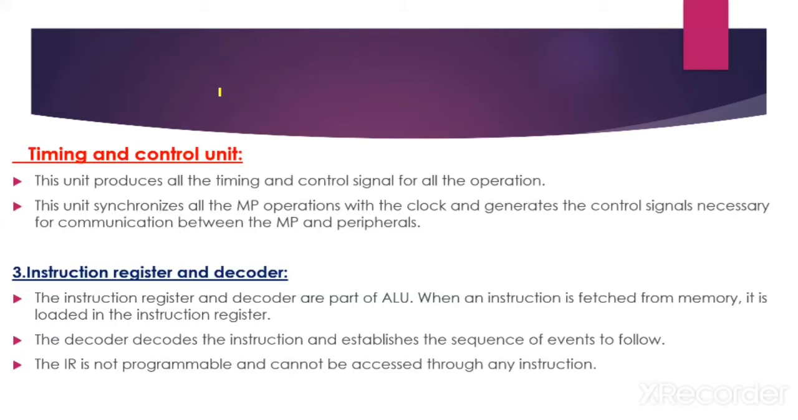Next, we discuss the timing and control unit. This unit produces all the timing and control signals for all the operations. This unit synchronizes all the microprocessor operations with the clock and generates the signals necessary for communication between the microprocessor unit and peripherals.